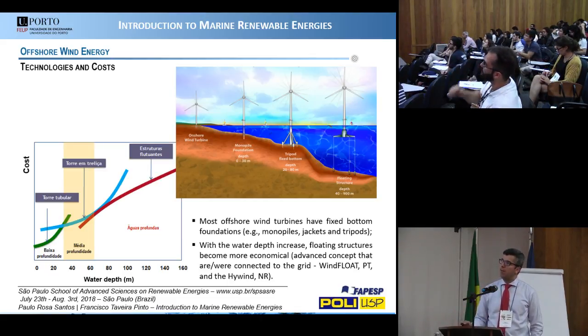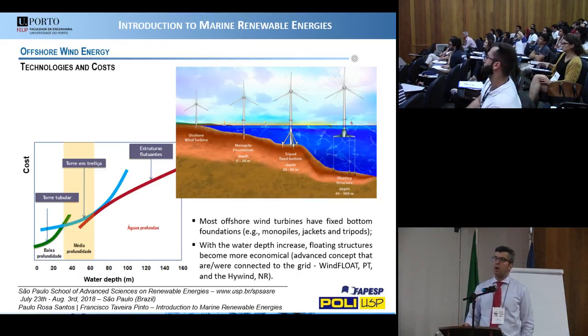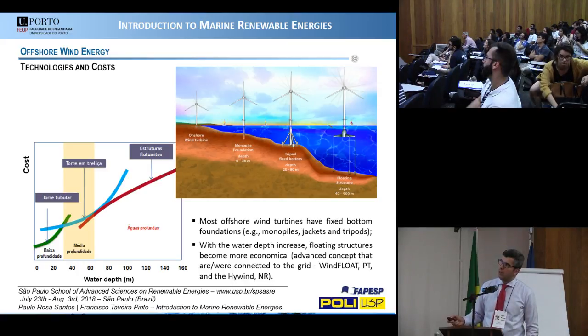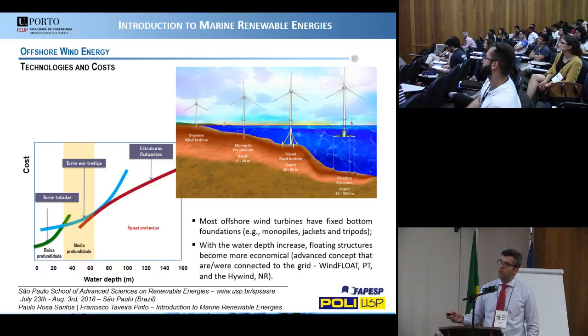In this figure, you have here the water depth and here the cost, and here the price, how the price changes with water depth. So you can see that the monopile, after let's say 25, 30 meters, is not more cost competitive with this kind of solutions. And after 50, 60 meters, only the floating structures are cost competitive.